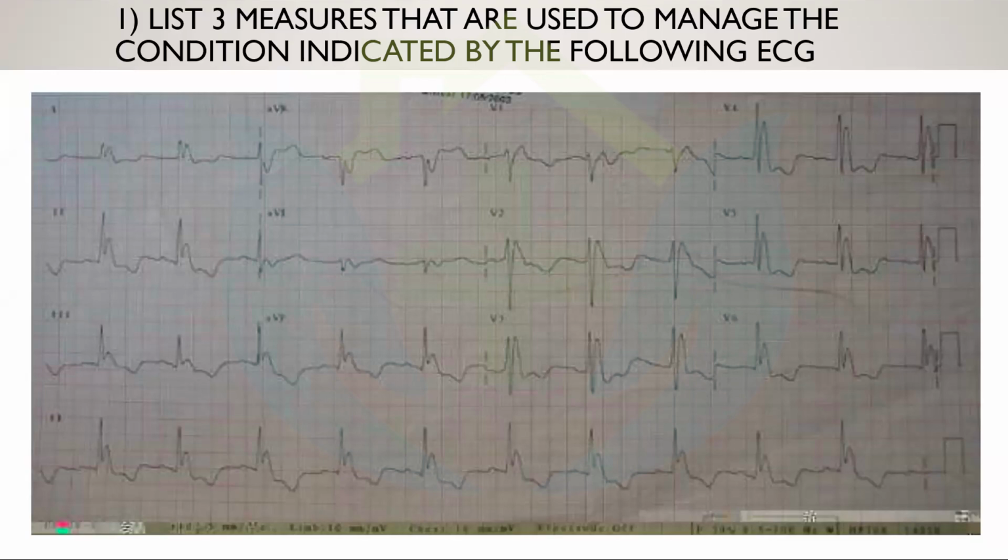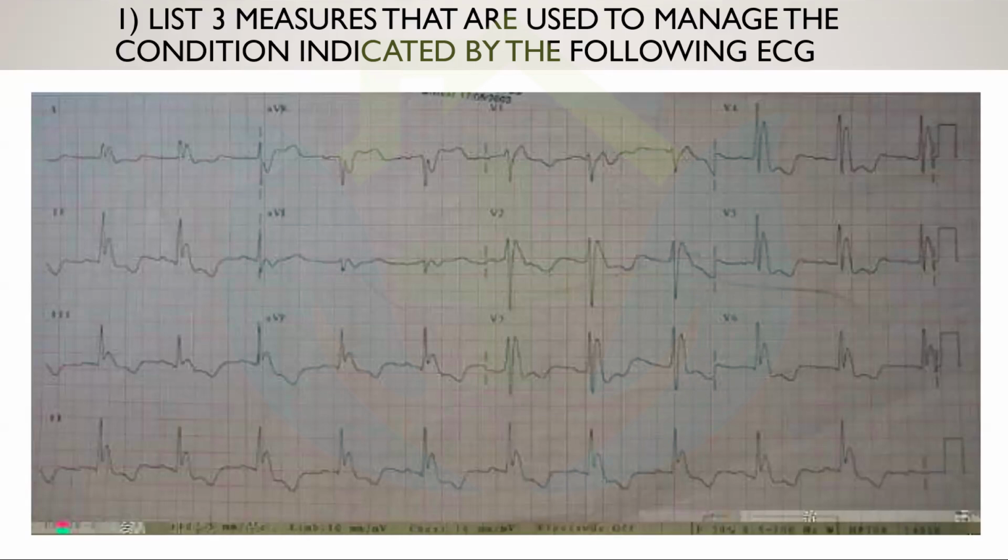But the question, you should read it correctly. They have not asked you what kind of ECG or to explain the ECG. List 3 measures which are used for its management. So from the ECG, you interpret this is Osborn waves, this is hypothermia, and you have to tell 3 measures to correct the hypothermia. Do not go and explain the ECG. Please, this is my sincere advice.